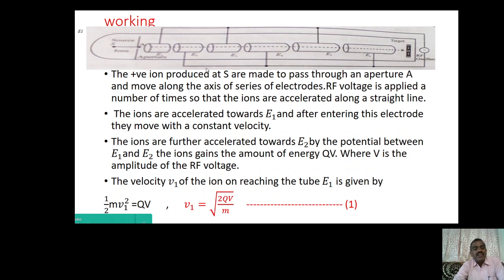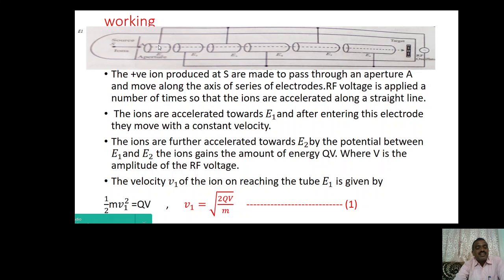When you look at the working of this linear accelerator, the positive ions produced at S are allowed to pass through an aperture A and move along the axis of the series of electrodes. The radio frequency oscillator voltage is applied so that the ions are accelerated along a straight line. The ions are accelerated towards the electrode E1, and after entering this electrode they move with a constant velocity.